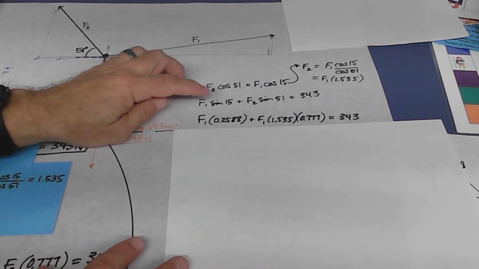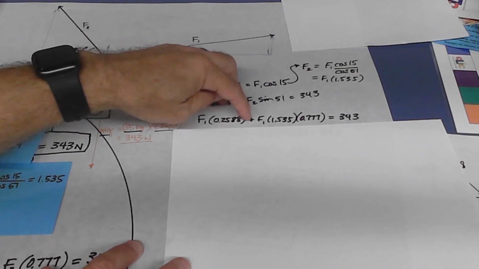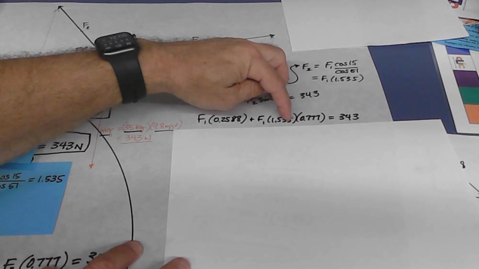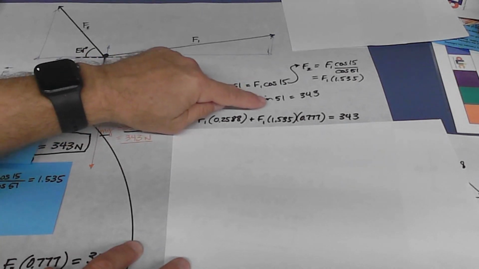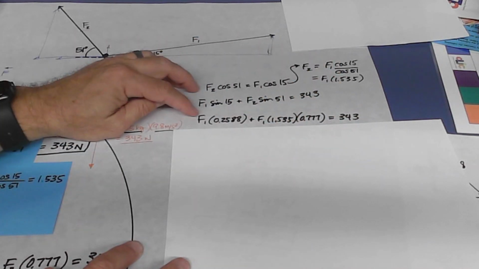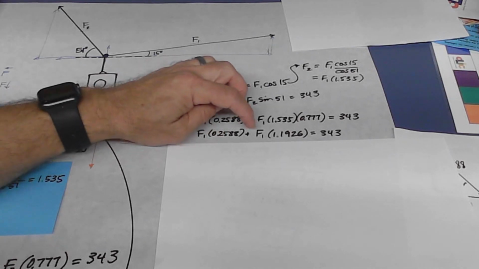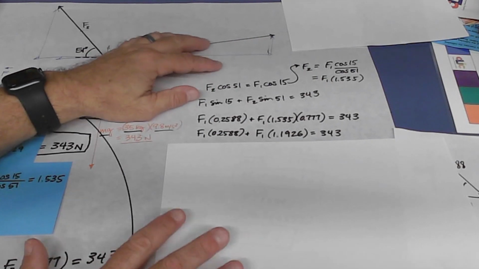F1 times sine of 15, which by the way is 0.2588, plus F1, instead of F2, we're going to put in F1 times 1.535 times sine of 51. Well, sine of 51 is 0.777. So that's that, and that's equal to 343. So now F1 times 0.2588 plus F1 times this, which is 1.1926, equals 343.